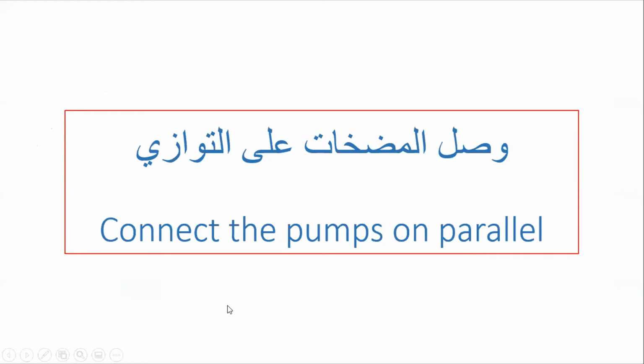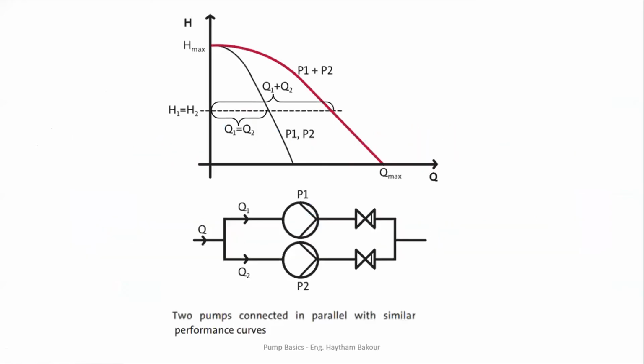Now we are going to talk about connecting the pumps in parallel. Pumps are connected in parallel to get a greater flow rate. We connect pumps in parallel to reach additional flow rate. For example, if we have pump P1 with 50 cubic meter per hour and we need 100 cubic meter per hour of flow, we connect them in parallel. So the total flow rate is cumulative, Q1 plus Q2, while the pressure H1 equals H2 equals H total. So the pressure is the same.